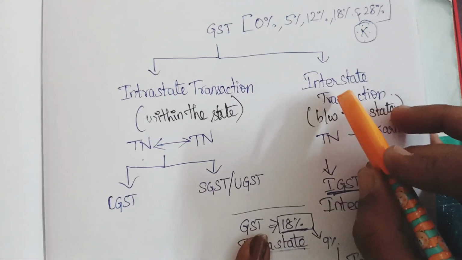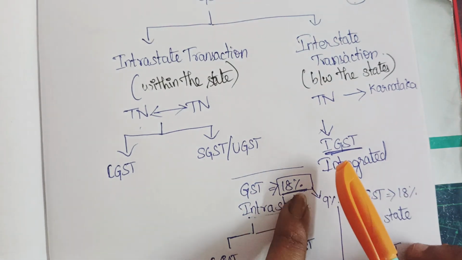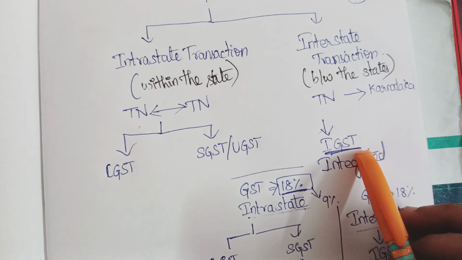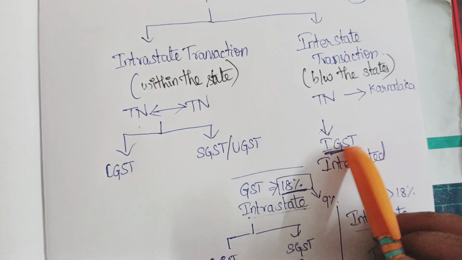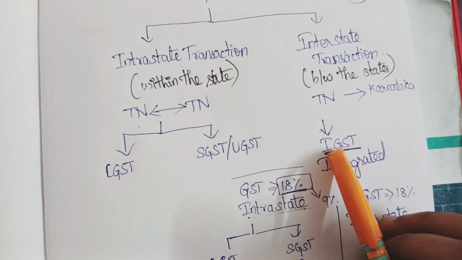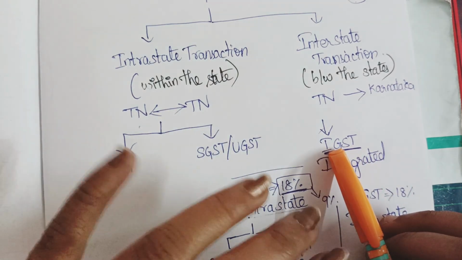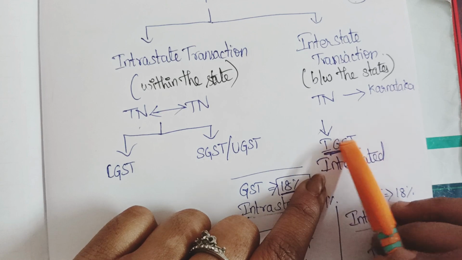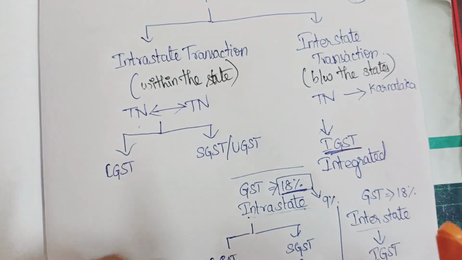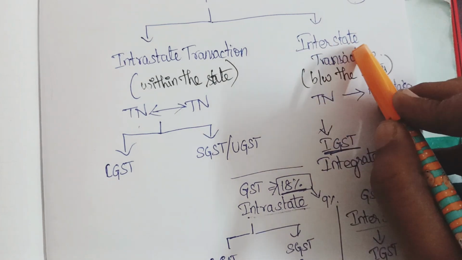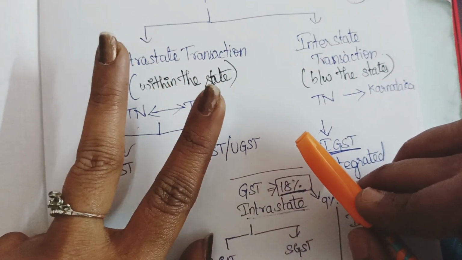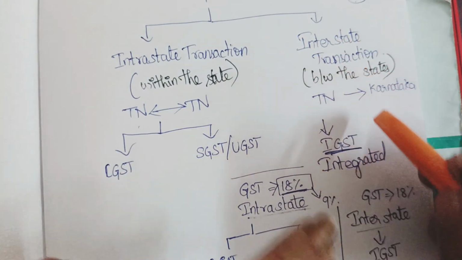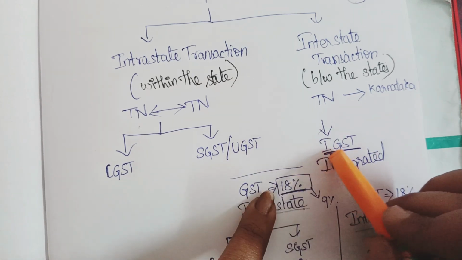Now, interstate transaction will come under IGST. Many will be thinking I means international, it might be. No, it is nothing but integrated, because I told you before itself it is going to be within our country. It is not going to go outside of our country. So everything is integrated. IGST is nothing but integrated all together. Only one GST you will be paying under interstate. Intrastate we will be paying two GSTs, which is CGST and SGST, whereas interstate transaction we will be paying only one GST, which is IGST.